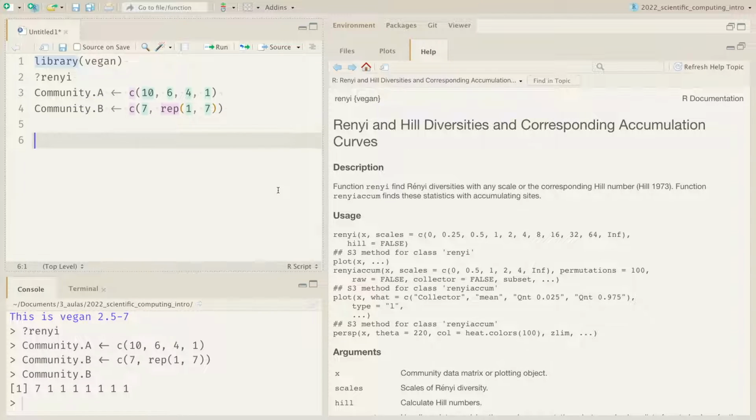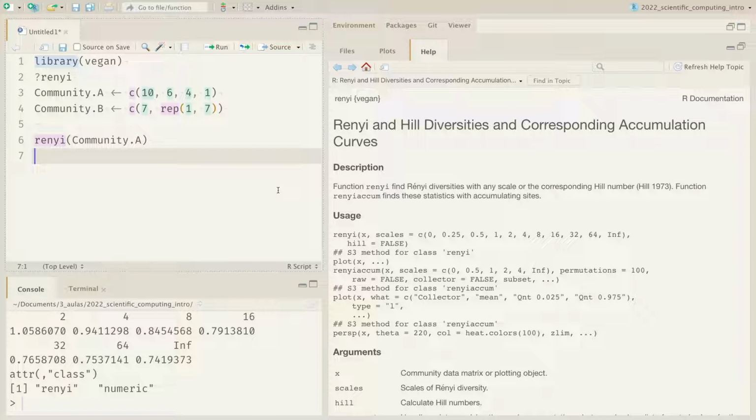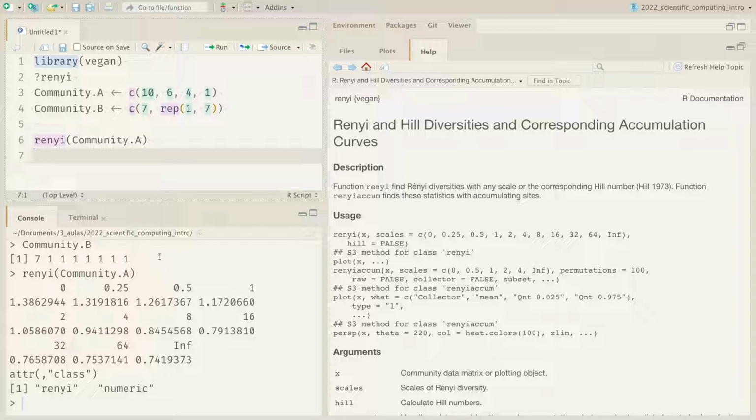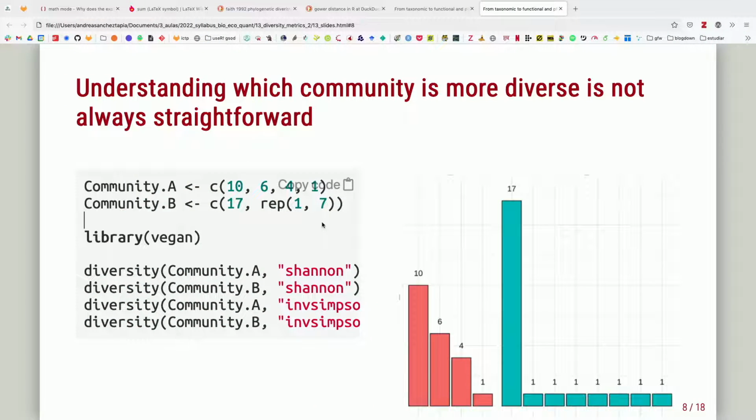And if I execute Renyi on community A, it will return a vector. It's a vector of values of diversity when we change alpha. The default is here in scales, and this is something that you can change. What are these scales? They are the different values of alpha in the formula for Renyi.